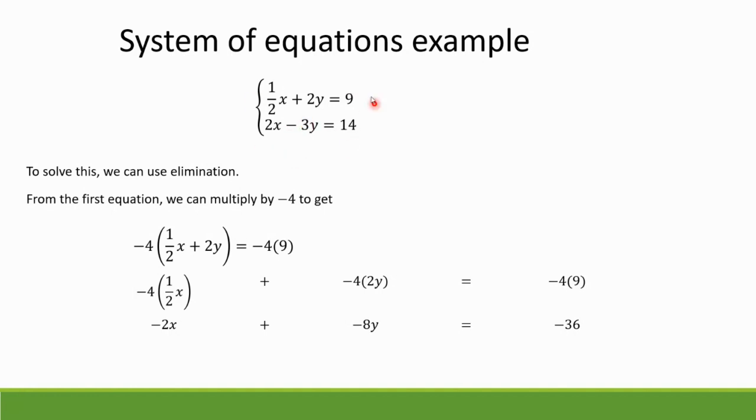But anyway, here, remember the whole point with elimination is we want to kill off a variable. Now, how can we do that? There's more than one way to do that. What I did was I decided to multiply the first equation by -4. Why is that? Well, then the coefficient of x here will become -2. And then you can add it to the second equation, and the x's will go away.